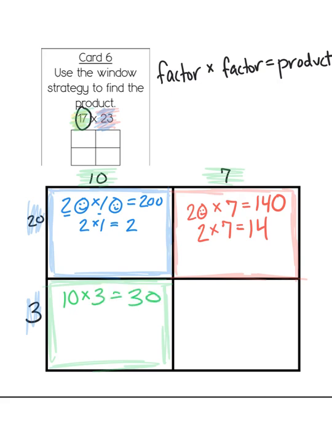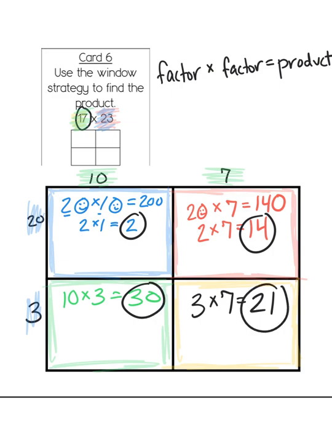That's 30. And lastly, I'm going to do 7 times 3. So this method, the window method, breaks up my multiplication problem into 4 smaller problems. And the idea is that for some people, this is easier because it breaks these numbers up into easy to solve parts. The last step is to take each of your partial products and add them together to get a total.